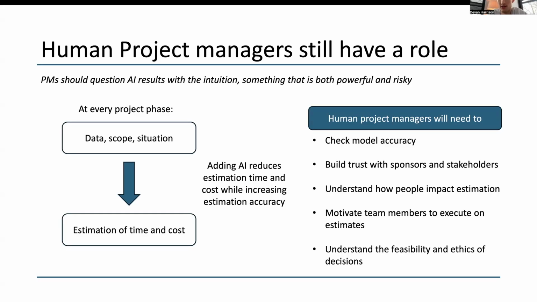And project managers need to make sure that they're checking model accuracy, still building trust with sponsors and stakeholders. Only they can build that trust. The AI can't do it itself. And then understanding how people will impact the estimation and motivating team members to actually execute on it.